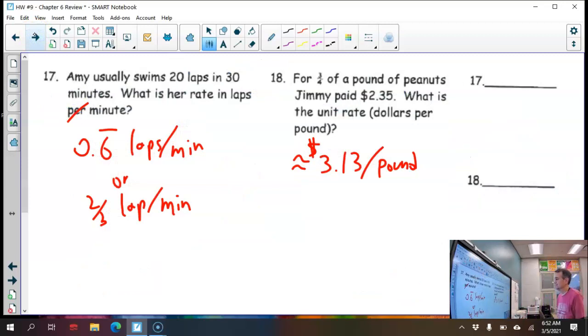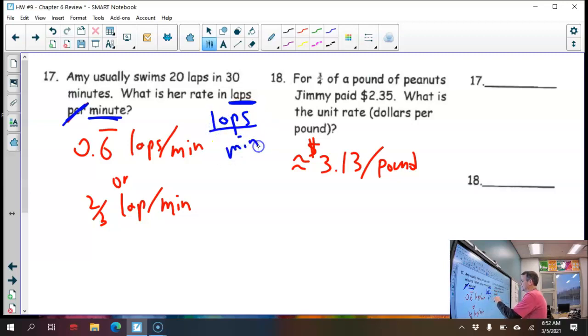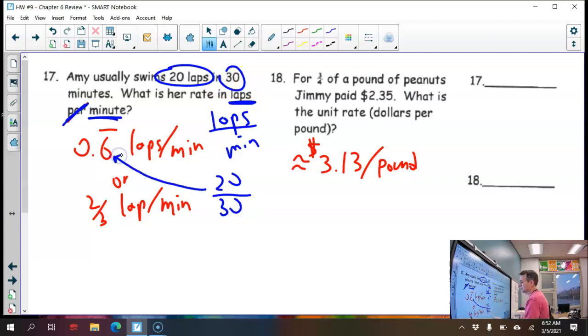Number 17. All right, so these ones that just give you one amount for each, you just divide it. And it tells me laps per minute. So I am dividing laps by minutes. So I take the 20 laps and I divide it by the 30 minutes. And that is how I got 0.6 repeating, or as a fraction, that would be 2/3.